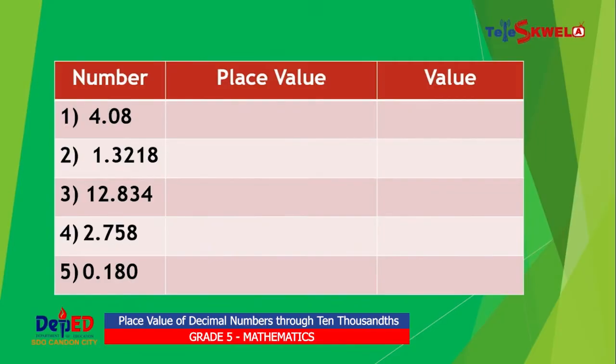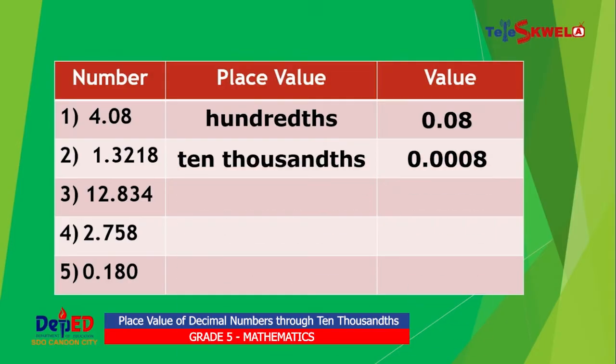In 4 and 8/100ths, the place value of 8 is hundredths, and its value is 0.08 in figures and 8 hundredths in words. In 1 and 3,218 10,000ths, the place value of 8 is 10,000ths, and its value is 0.0008 in figures and 8/10,000ths in words.